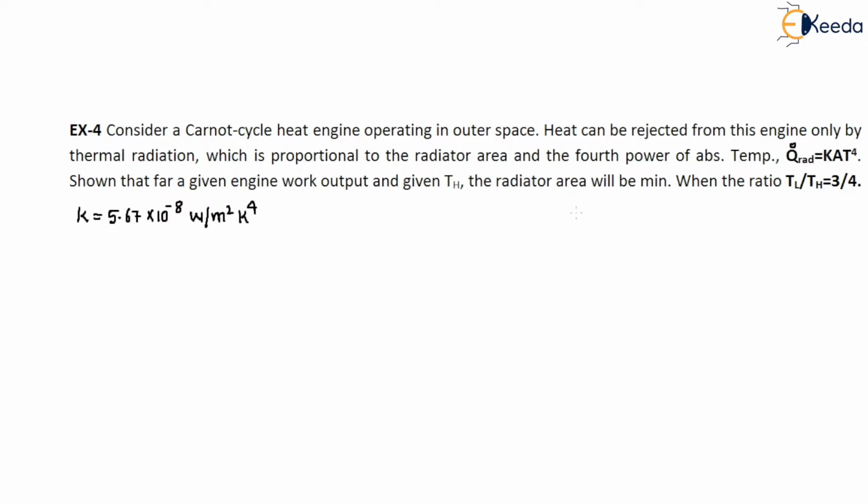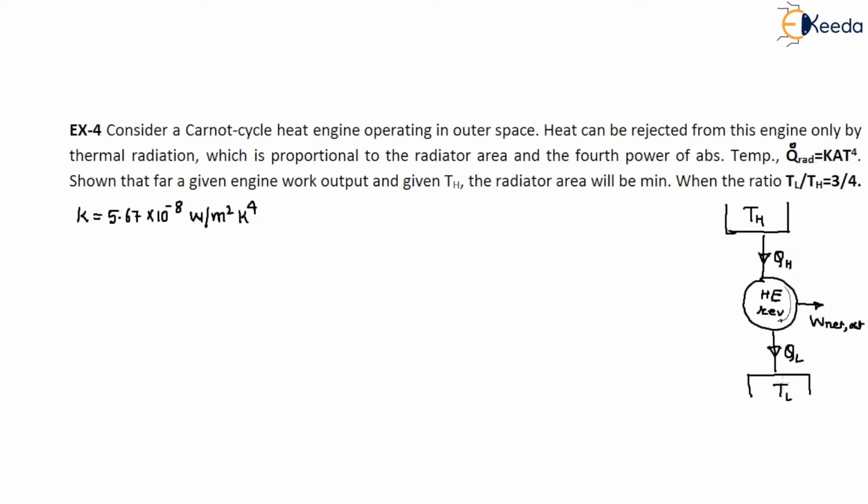So there is a heat engine, a reversible heat engine, operating in a work-producing cycle, which produces work. This is your W net out. It receives heat QH from a source at TH, and rejects heat QL to a lower temperature TL.